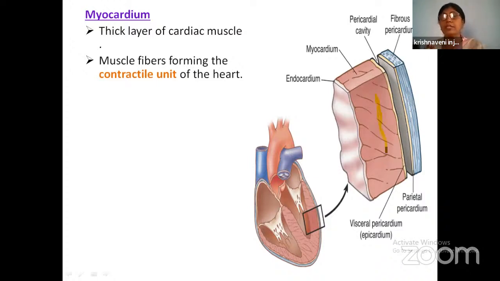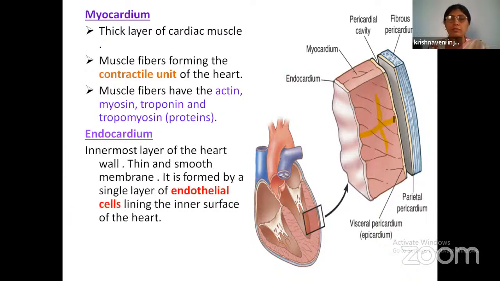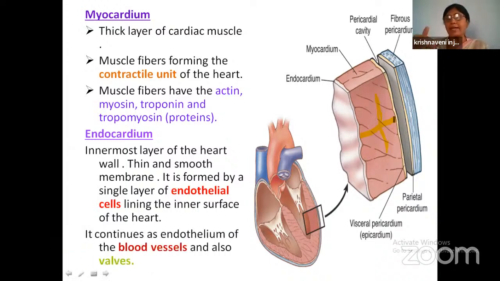Here you are able to watch here. It has so much of thickness. Yes, it is the contractile unit. All of you know that the heart is able to contract and to relax so that the blood will be pumped and filled. Yes, muscle fibers have the actin, myosin, troponin, and tropomyosin. And the endocardium is the inner layer. The innermost layer of the heart wall is a thin and smooth membrane. It is formed by single layer of endothelial cells. These endothelial cells extend into the blood vessels and valves also.